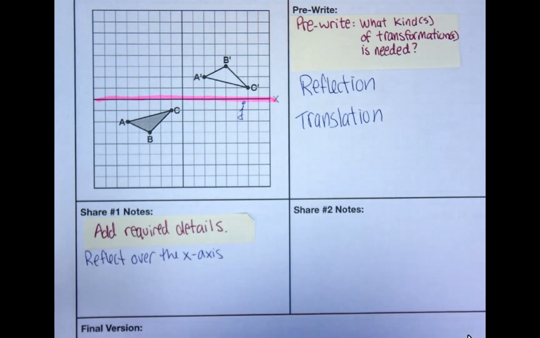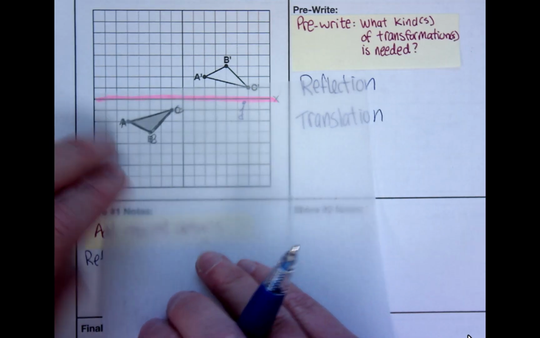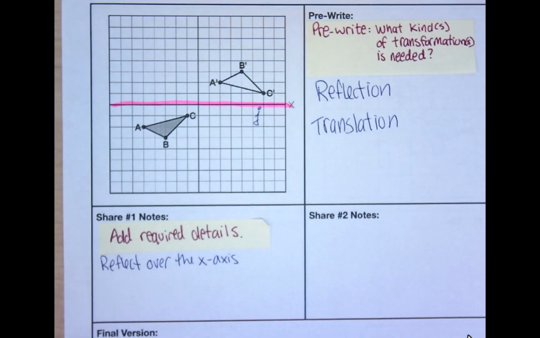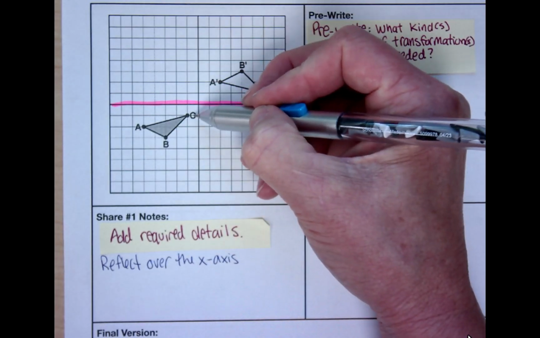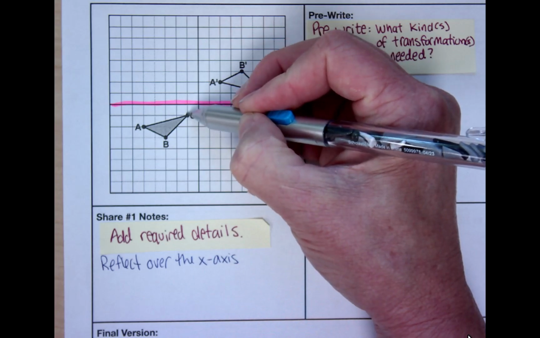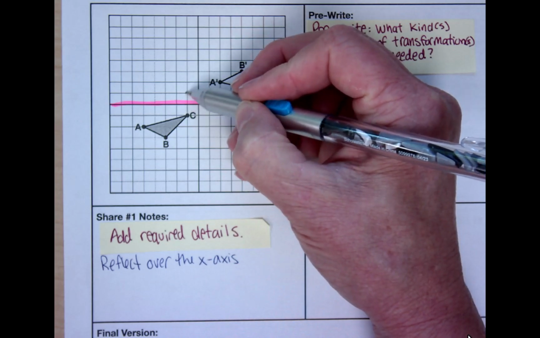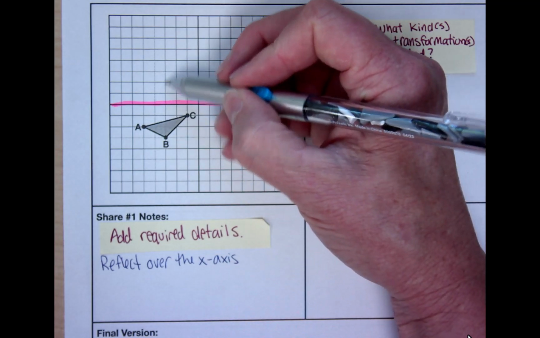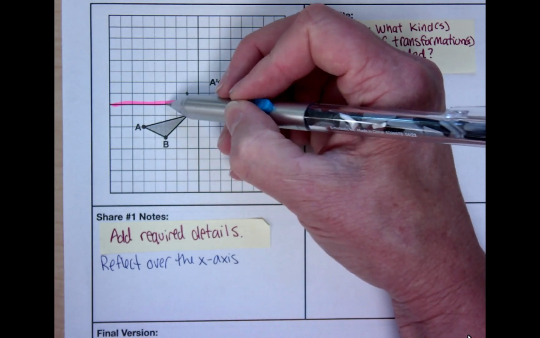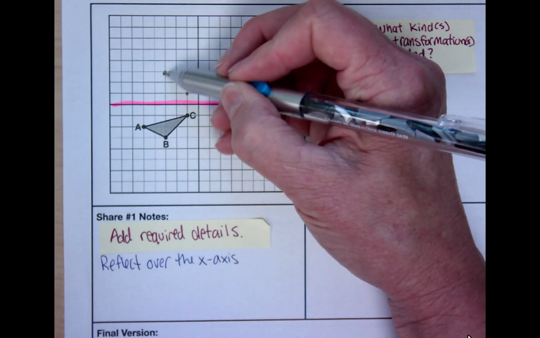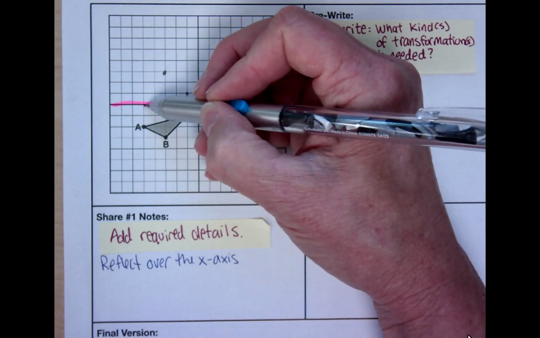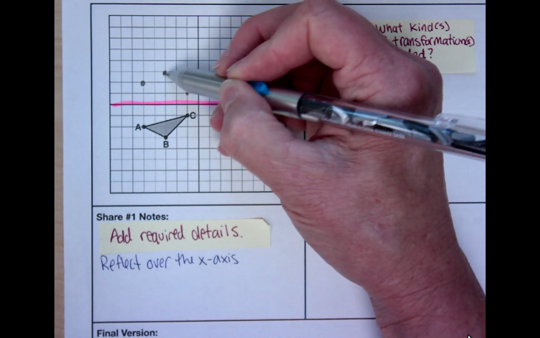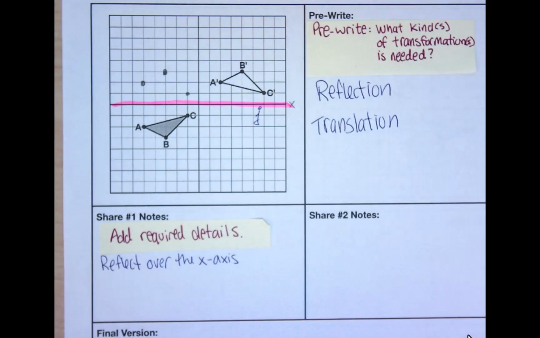Okay, now when I reflect over the x-axis, I know where my points end up. Let me go ahead and mark those. I know C would land, let's see, it's 1 unit from that line of reflection, so I'm going to go 1 unit to the other side. Same with B, that's 4 units. I think it's 4. No, it's just 3. And then A is just 2 units from that line of reflection. I'm going to reflect it 2 units to the other side. Okay, so here's where it is after the reflection.